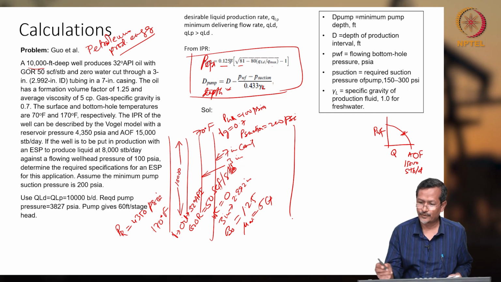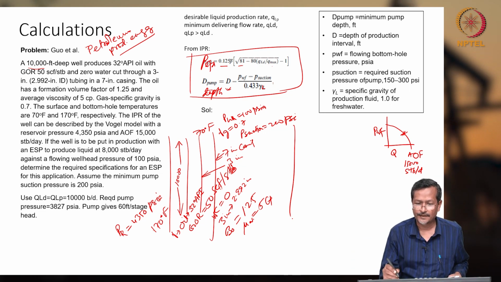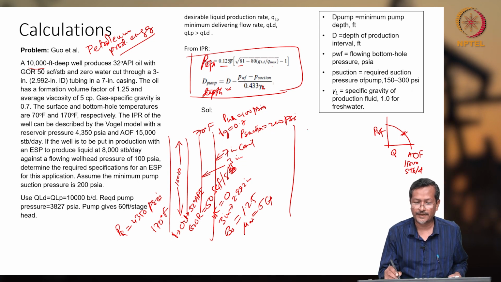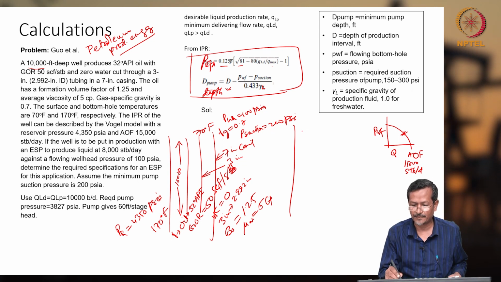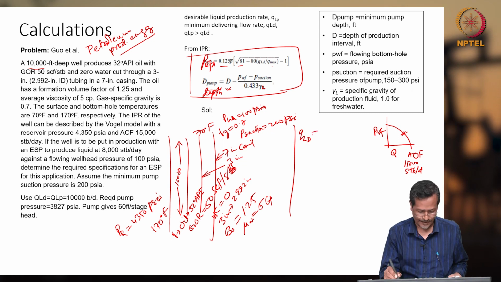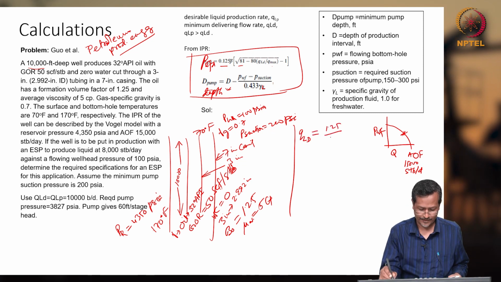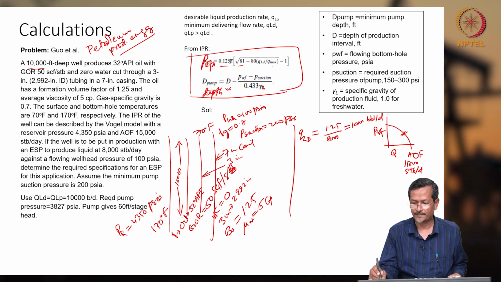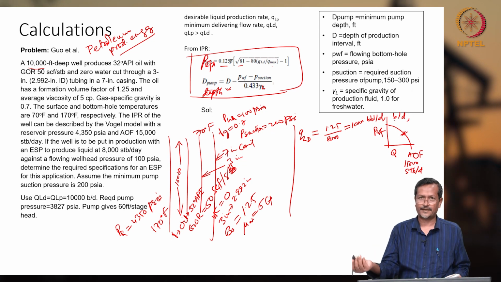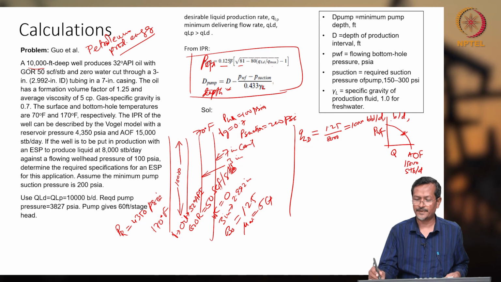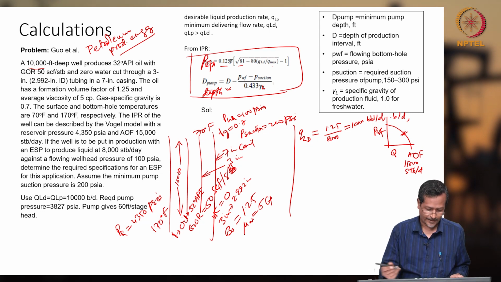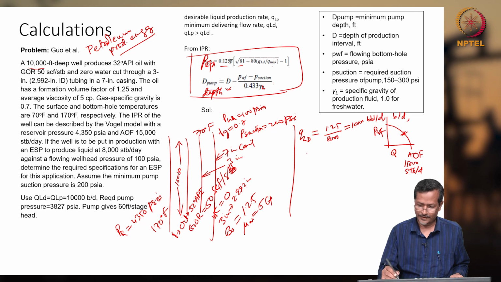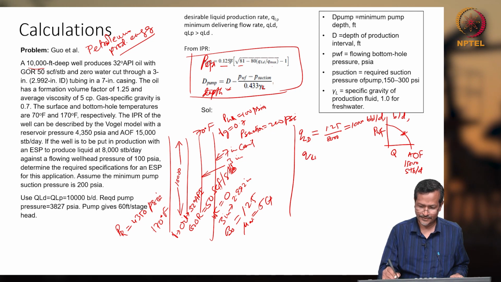So here QLD is the desirable liquid minimum delivering flow rate. Minimum delivering flow rate QLD is 1.25 times 8,000, that is 10,000 barrel per day, BBL per day. Sometimes I write B per day, sometimes BPD, BOPD, these sorts of terms will be used. So they have written BBL per day, barrel per day. Now QLD is 10,000.